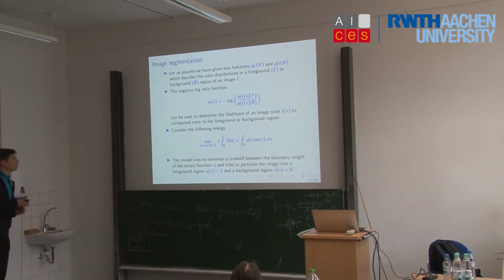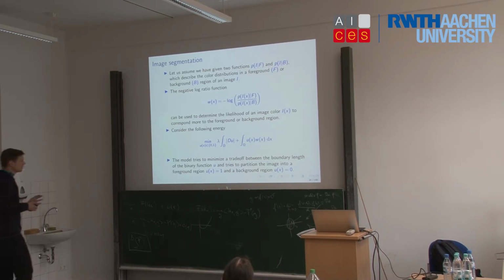So when we consider the negative log ratio function, which is the ratio between these two probabilistic models for a certain pixel x, and take the negative logarithm, what do we see? If it is more likely to be foreground, we get a number larger than 1, so the negative logarithm will be negative. And if it's more likely to be background, we get inside something smaller than 1, and therefore the negative logarithm will be positive. So this W will be negative if it is more likely to be foreground, and positive if it is more likely to be background.